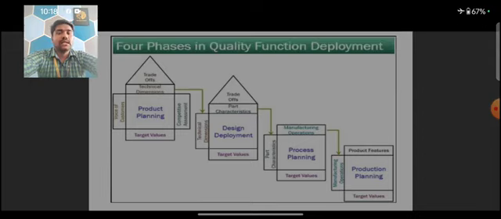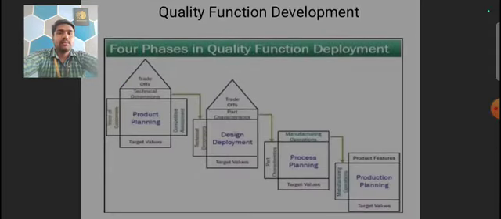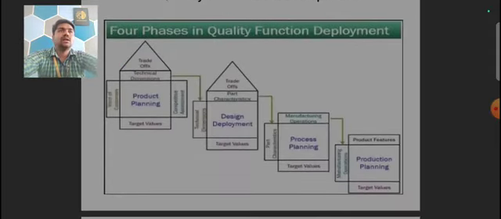So this is one of the new management tools, quality function deployment. The quality function deployment process can be utilized for new product development and its oriented actions and processes. Thank you.